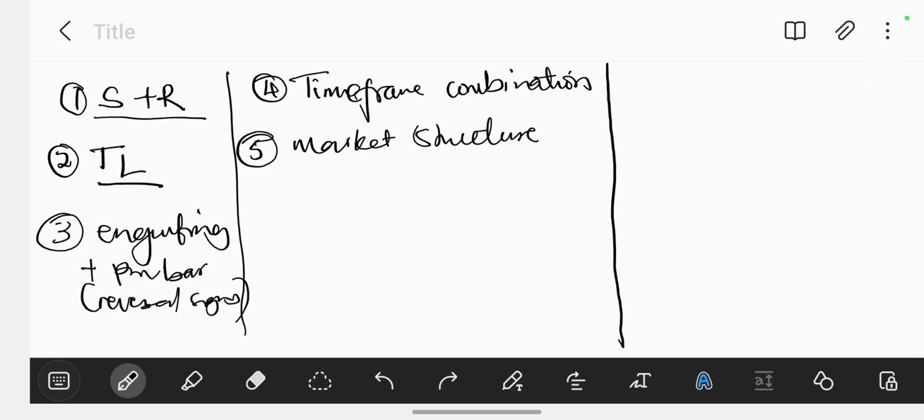All right, and then the next thing that you need to understand, or be familiar with, is how to enter the market.